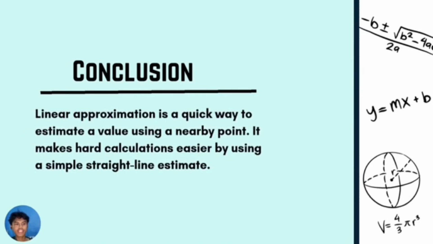In conclusion, linear approximation is a quick way to estimate a value using a nearby point. It makes hard calculations easier by using a simple straight line estimate.